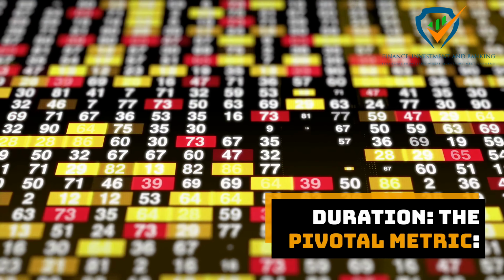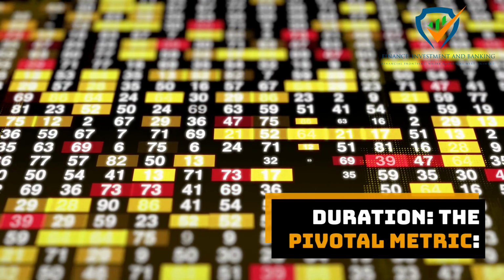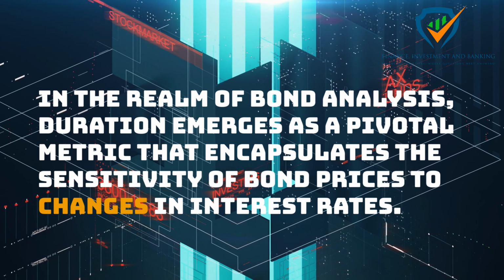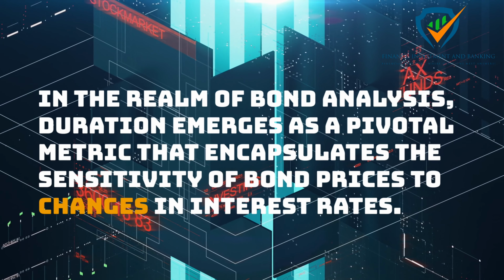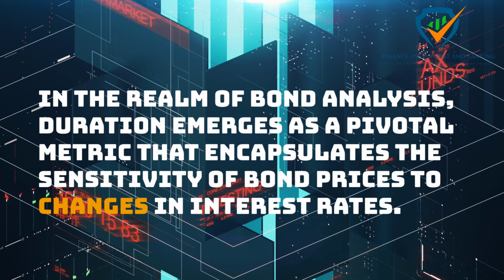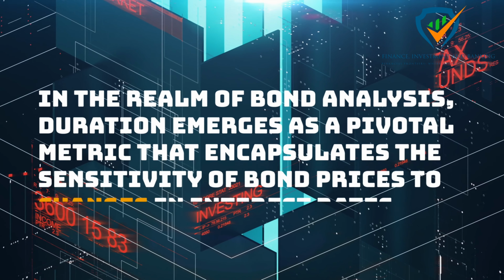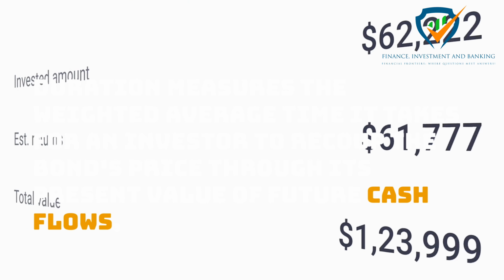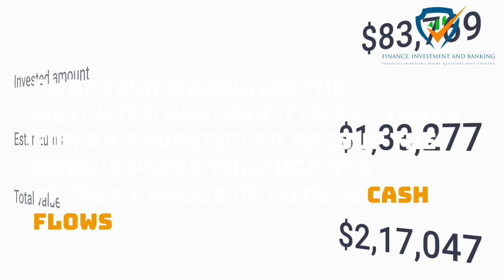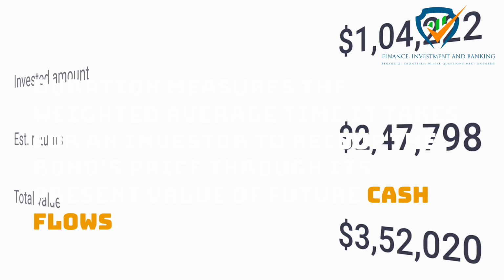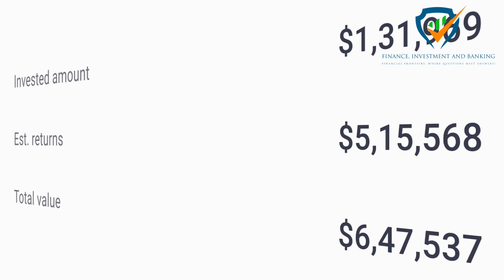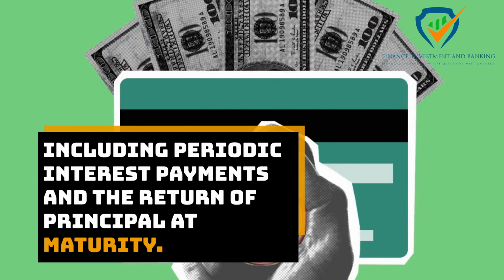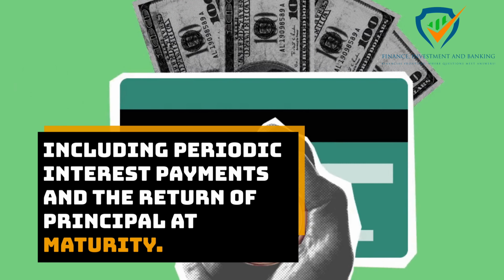Duration, the pivotal metric. In the realm of bond analysis, duration emerges as a pivotal metric that encapsulates the sensitivity of bond prices to changes in interest rates. Duration measures the weighted average time it takes for an investor to recoup the bond's price through its present value of future cash flows, including periodic interest payments and the return of principal at maturity.